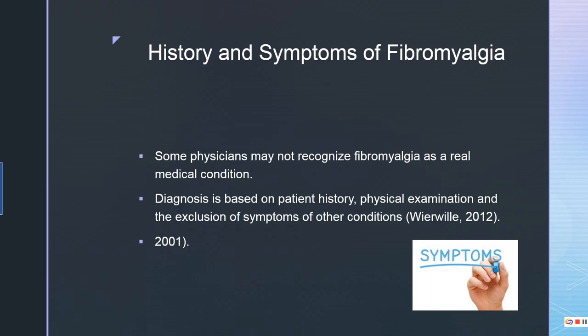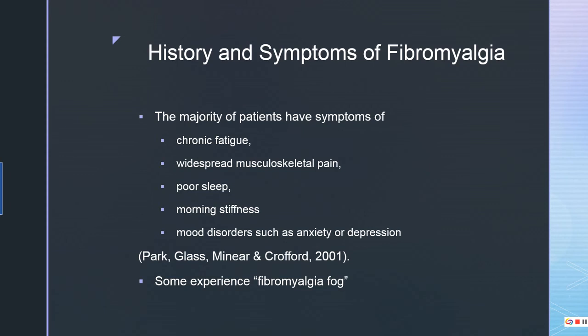Some physicians may not recognize fibromyalgia as a real medical condition, since there is no definitive etiology or diagnosis based on a laboratory test. The diagnosis is based on patient history, physical examination, and the exclusion of symptoms of other conditions such as thyroid disease, rheumatoid arthritis, adrenal dysfunction, and psychiatric diagnosis.